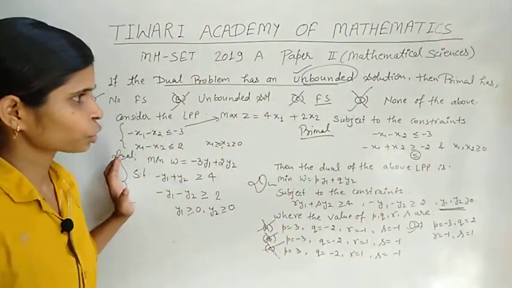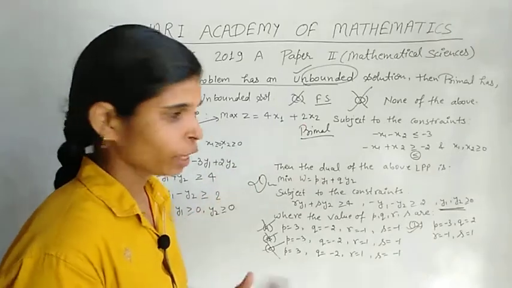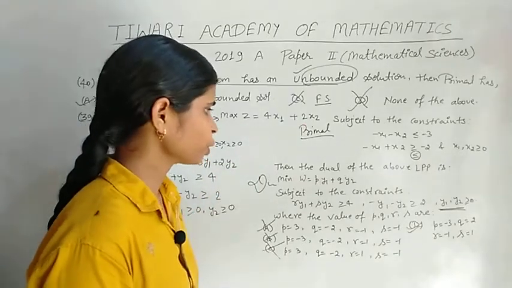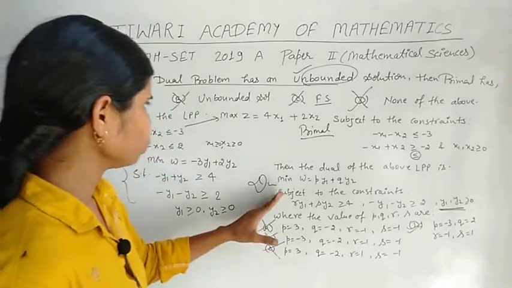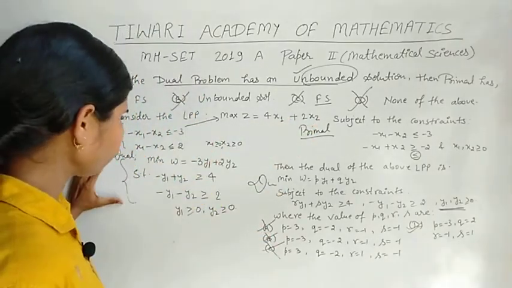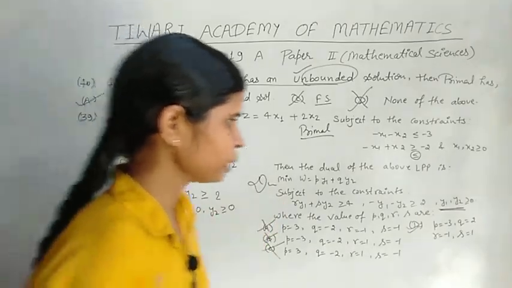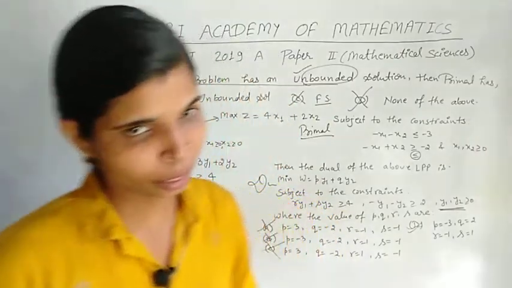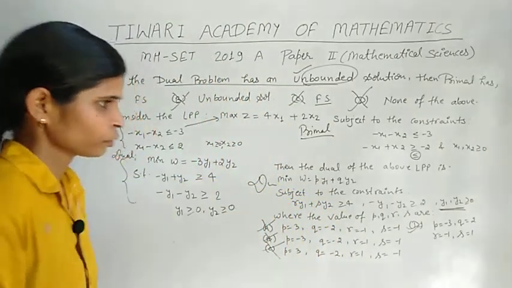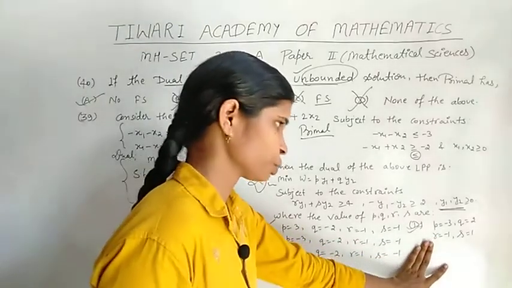In this type of question, the primal is given and the dual is also given. Find the value of the constant terms P, Q, R and S. So the given primal can be converted into the dual problem, and comparing both dual problems, find the value of P, Q, R and S. In question number 39, option D is a true option.